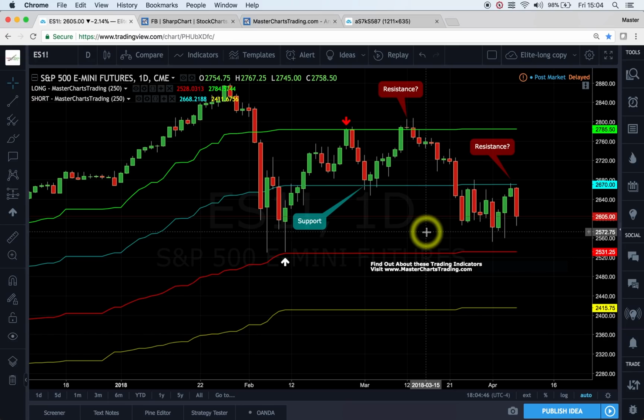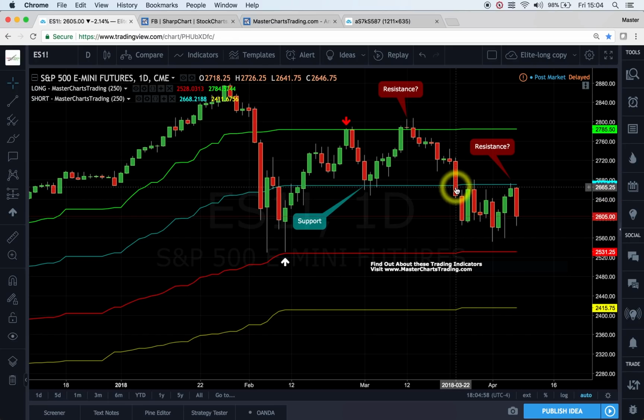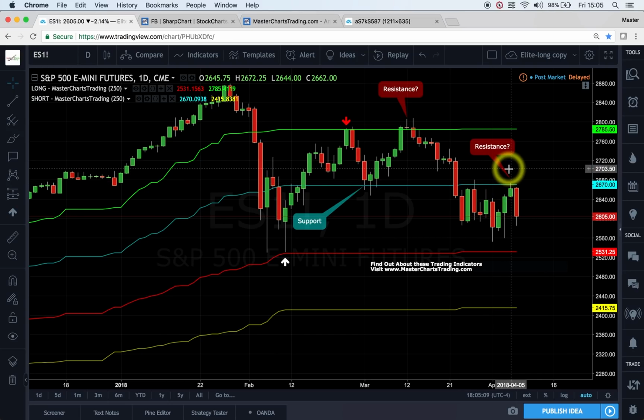Looking at S&P 500 mini futures, here we see a relatively clear resistance at 2670. You can see that we broke below this level on the 22nd of March. We tried to rally above it on the 27th of March. We again tried to rally yesterday, on the 5th of April, above that level. Once again failed, and today we got a lot of selling.